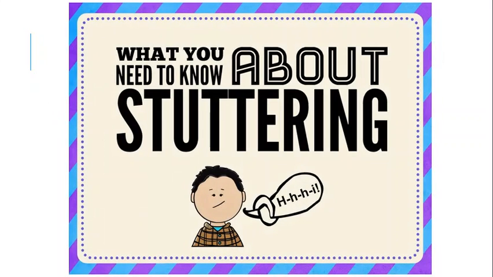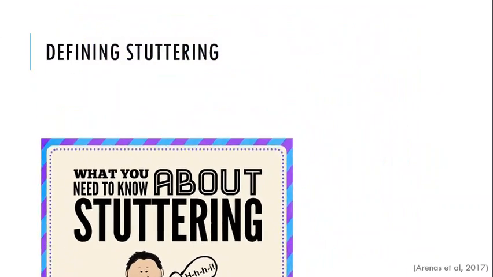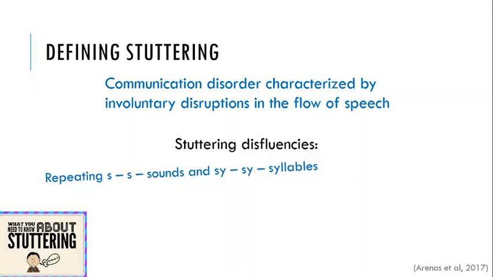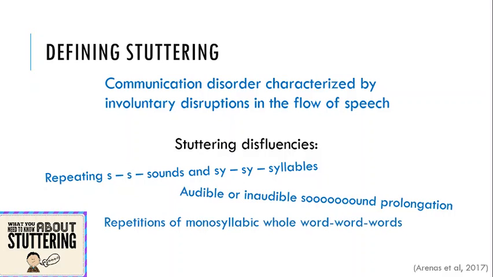And now on to stuttering. Before talking about the characteristic of stuttering and its prevalence in sign language, let's first touch base on what is stuttering. According to Arenas et al. 2017, stuttering is a communication disorder characterized by involuntary disruptions in the flow of speech. Some of the stuttering deficiencies in spoken language include repetition of sounds and syllables, audible and inaudible sound prolongation, and repetitions of monosyllabic words. Although stuttering is primarily considered a speech disorder and is largely associated with spoken language, a few studies have reported the presence of stuttering in sign language.